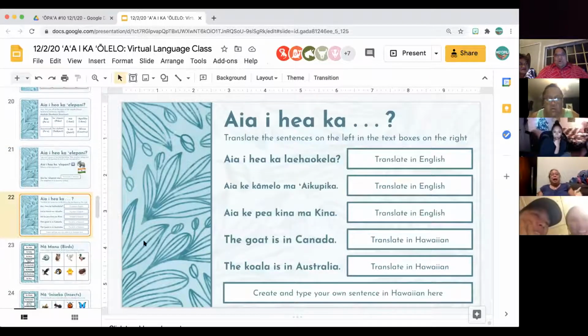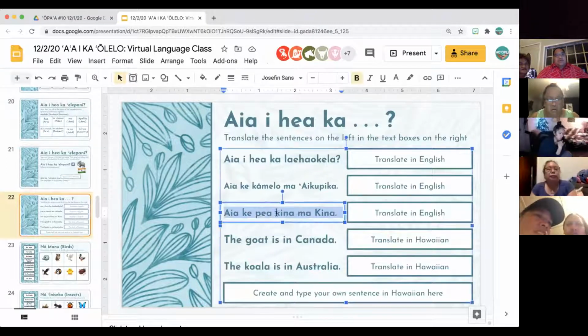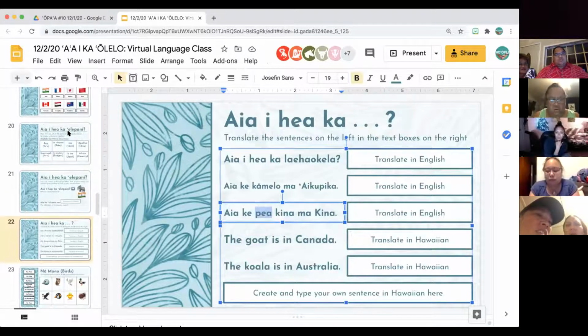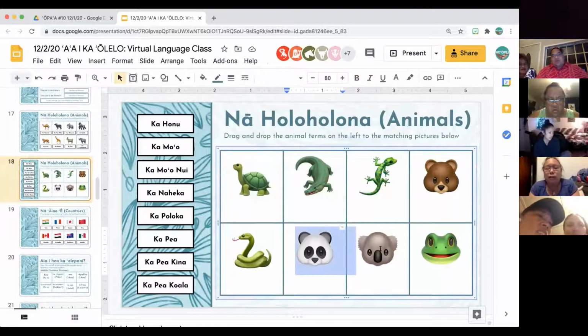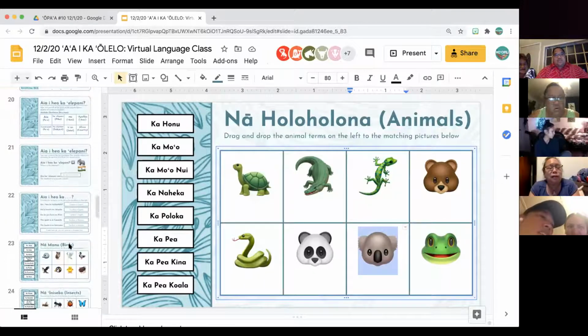Okay, so again, we're going to go with these five sentences. I want to see if you guys can get all five. Let's see what you guys can come up with. Peakina, bear, is pea. So a peakina is this, and then the koala is this. So pea koala and peakina, just so you guys can know.